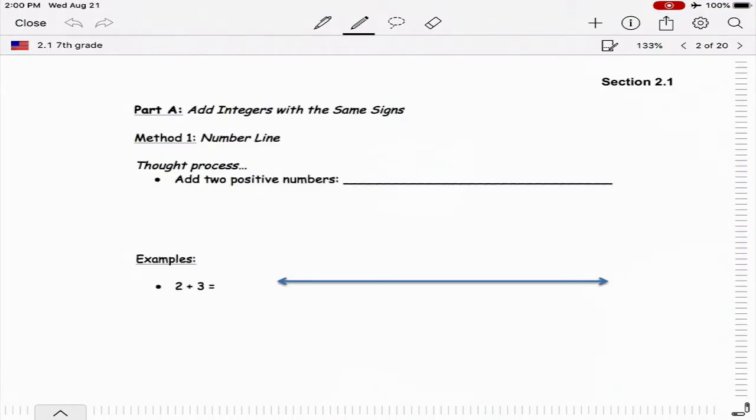We're going to use the number line method. There's two methods. Use whatever method you want to use. Me personally, I'm a fan of the second method more, but of course, use whatever method works for you.